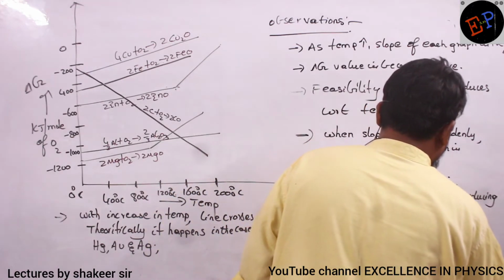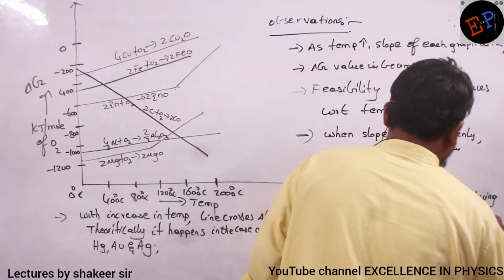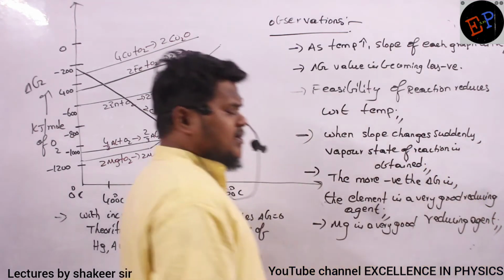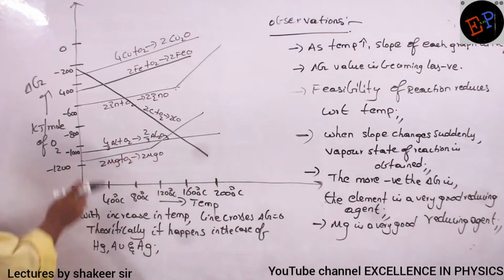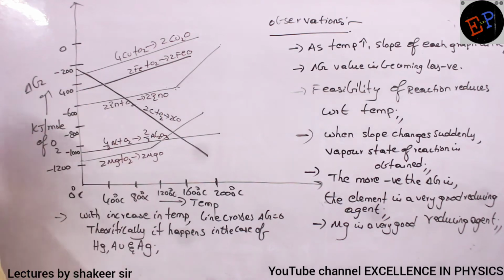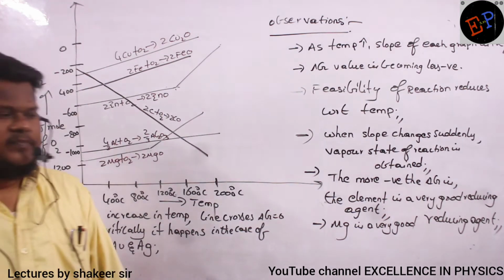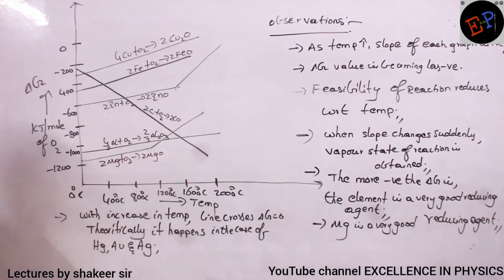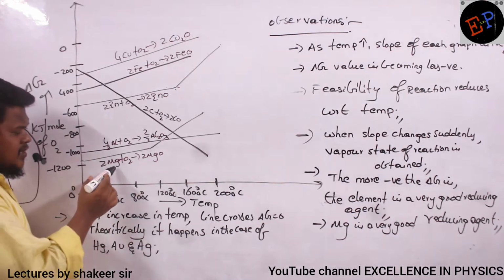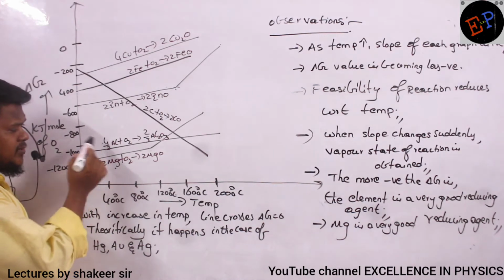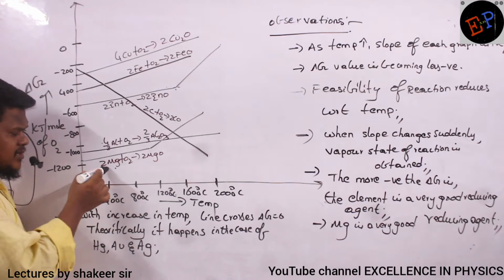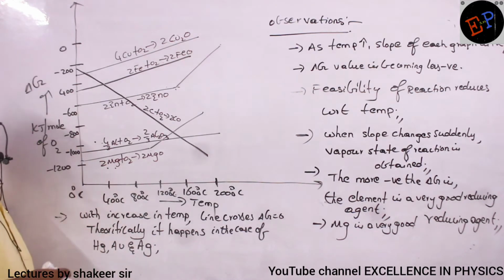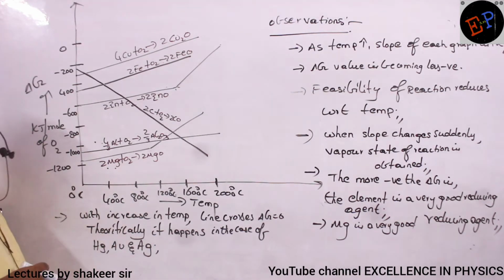Magnesium is a very good reducing agent. Why? Because its delta G value is the highest negative when compared to any one of them. So it is a very good reducing agent. And one more point which I can see here is that magnesium can reduce aluminium, that is, the oxide of aluminium. But aluminium cannot reduce magnesium.